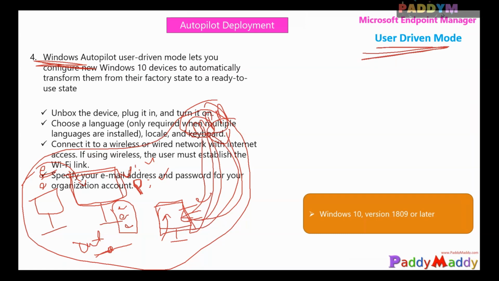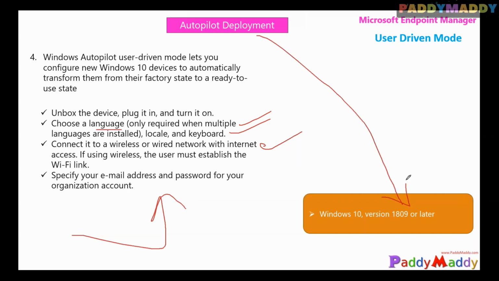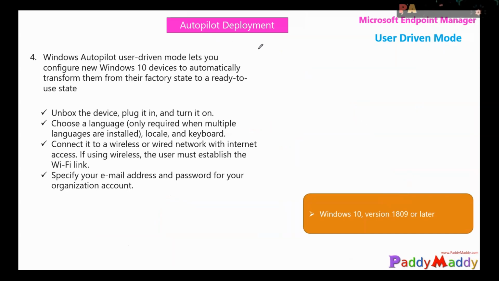Now, what is the behavior? The user chooses a language and keyboard options. The user can connect to wireless or wired network access, and the user has to enter his user ID and password. Where can this work? This can work starting from 1809 or later Windows 10 builds. So I hope you understood at least the user driven mode a little bit.